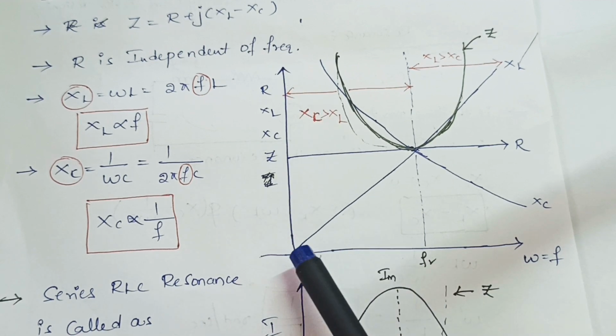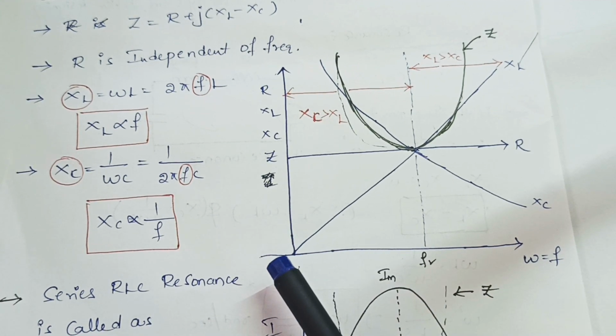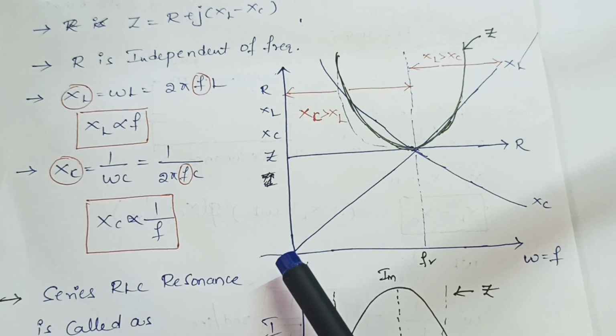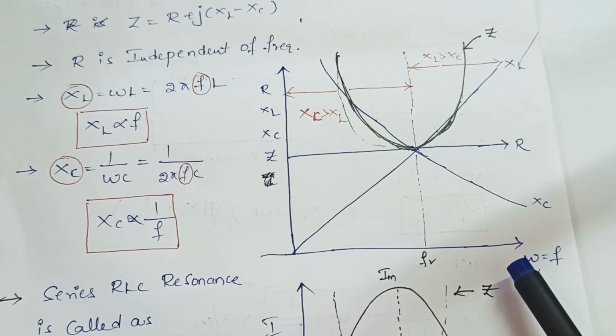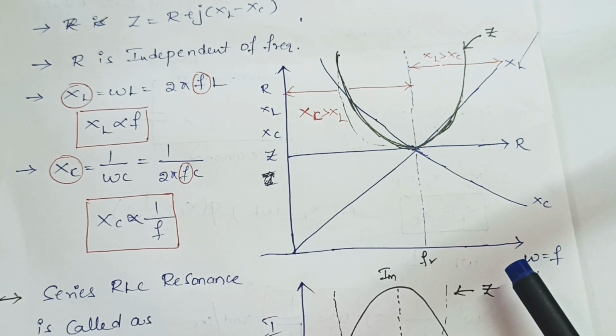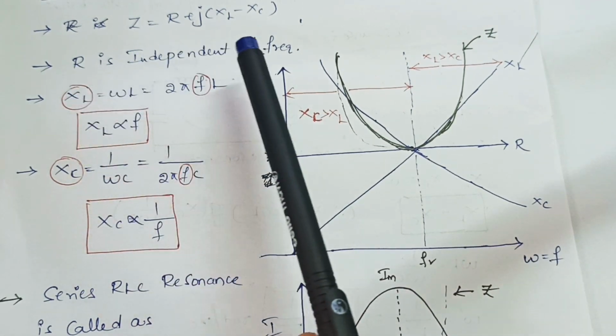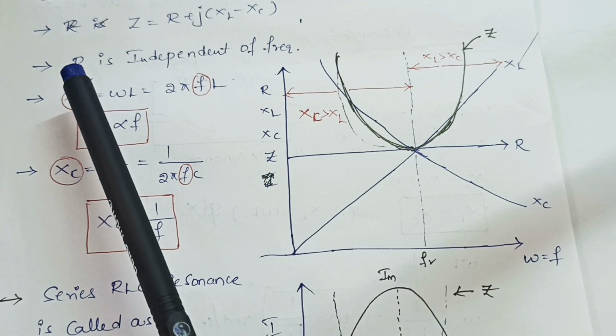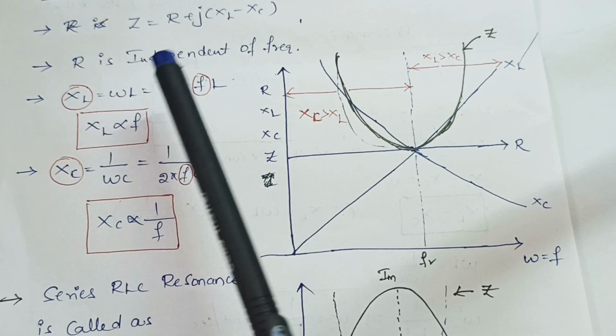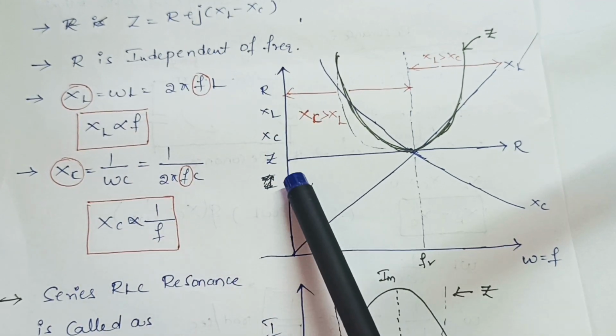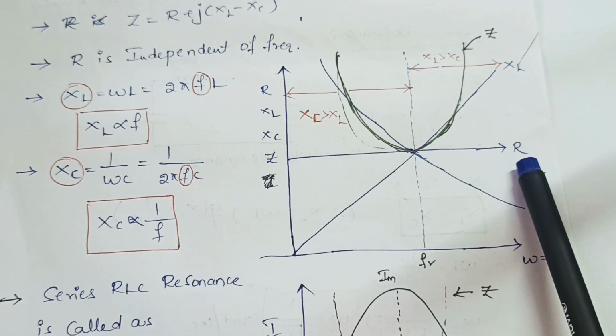The y-axis is a combination of resistor, XL, XC and Z, and the x-axis is angular frequency as well as normal frequency. If you draw resistance against frequency, resistance does not depend on frequency. Simply I am drawing a constant line. This is called the resistive line.